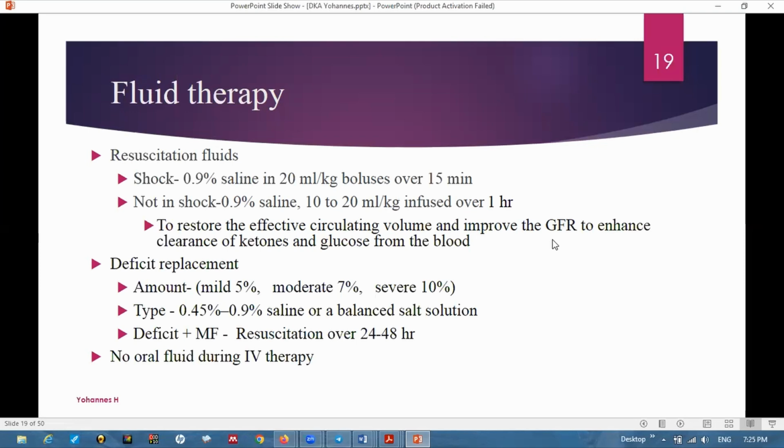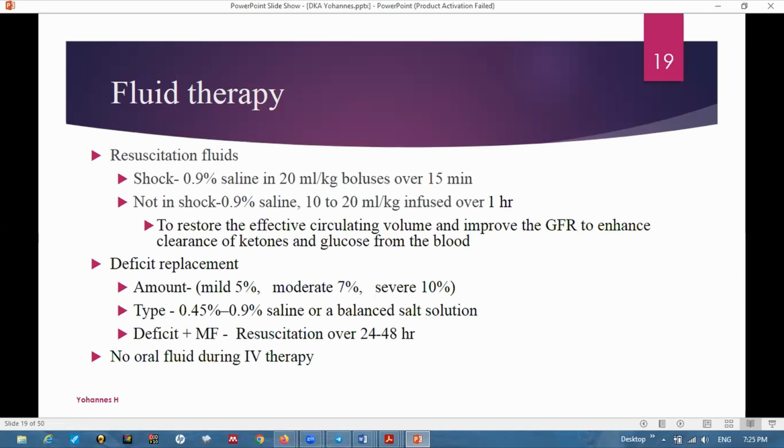So by improving the GFR, it increases the clearance of ketone and glucose from the blood. Second is the deficit. We should categorize them into mild, moderate, and severe DKA based on the clinical setup. After that, we will estimate the deficit: 5% for mild, 7% for moderate, 10% for severe.